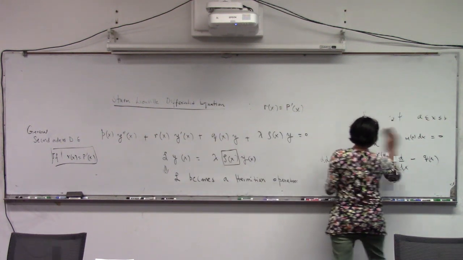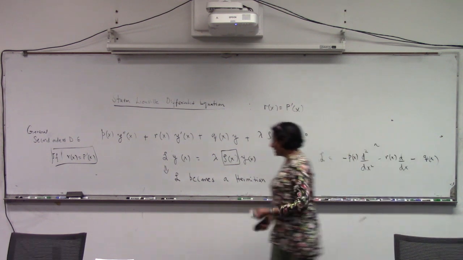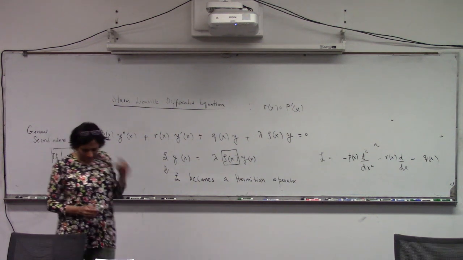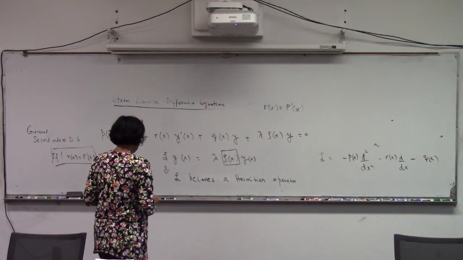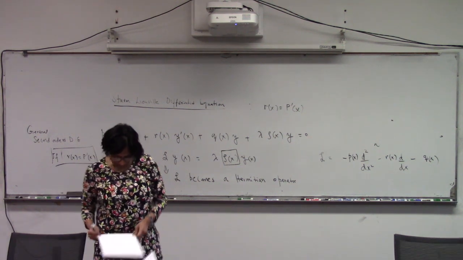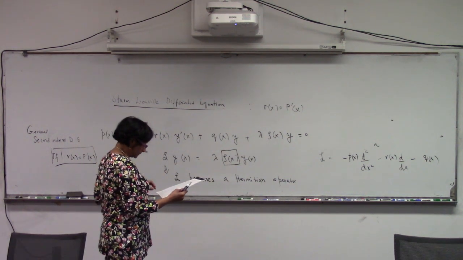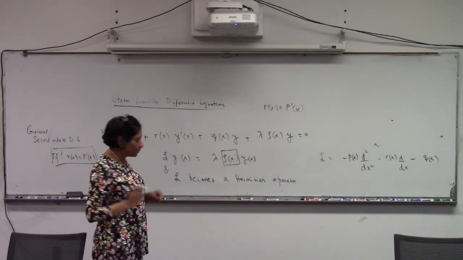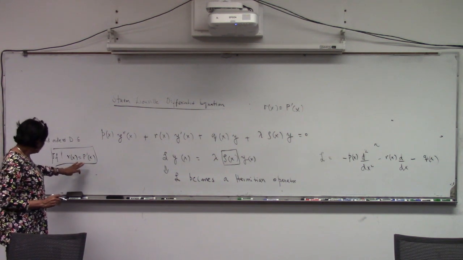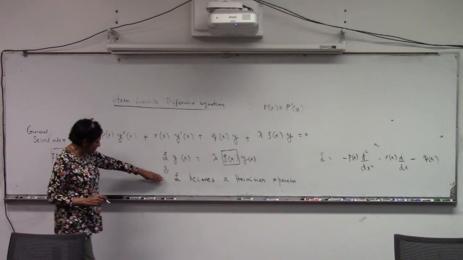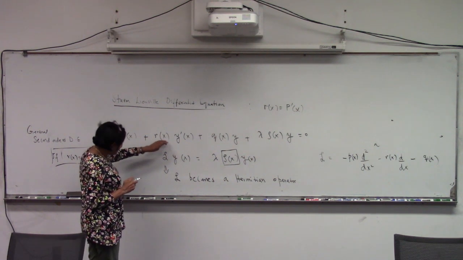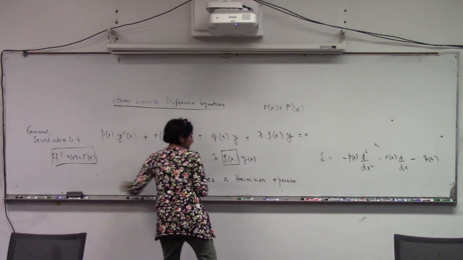I'll just do it within the context of a problem, so then it becomes clearer. All right. There's one more thing which I wanted to tell you: not only this, we can prove that L is Hermitian for the Sturm-Liouville equation.